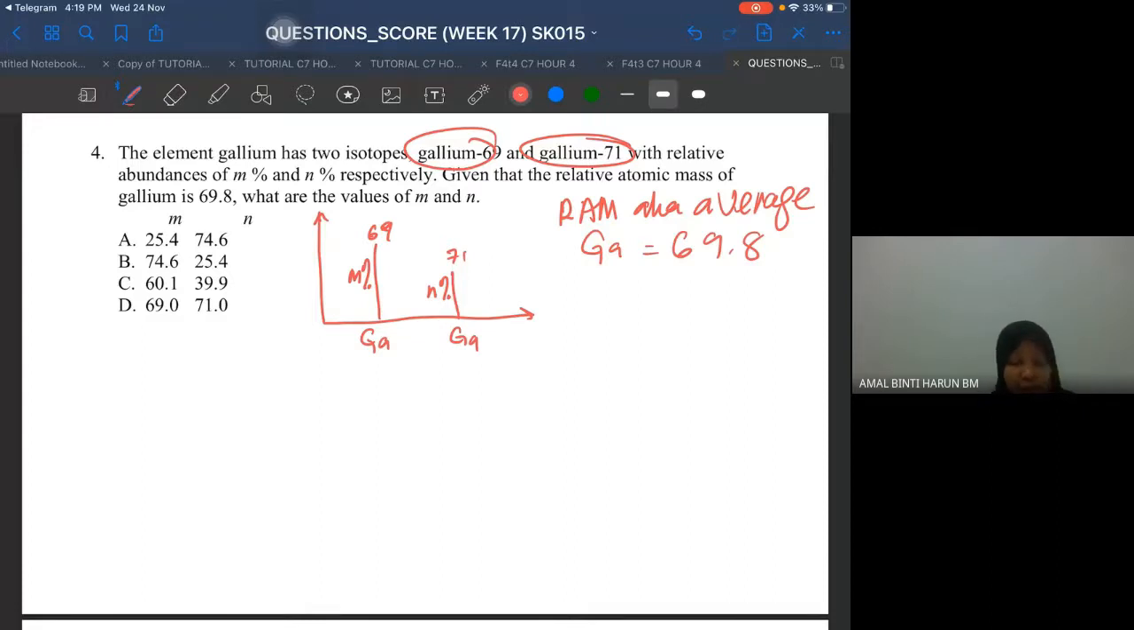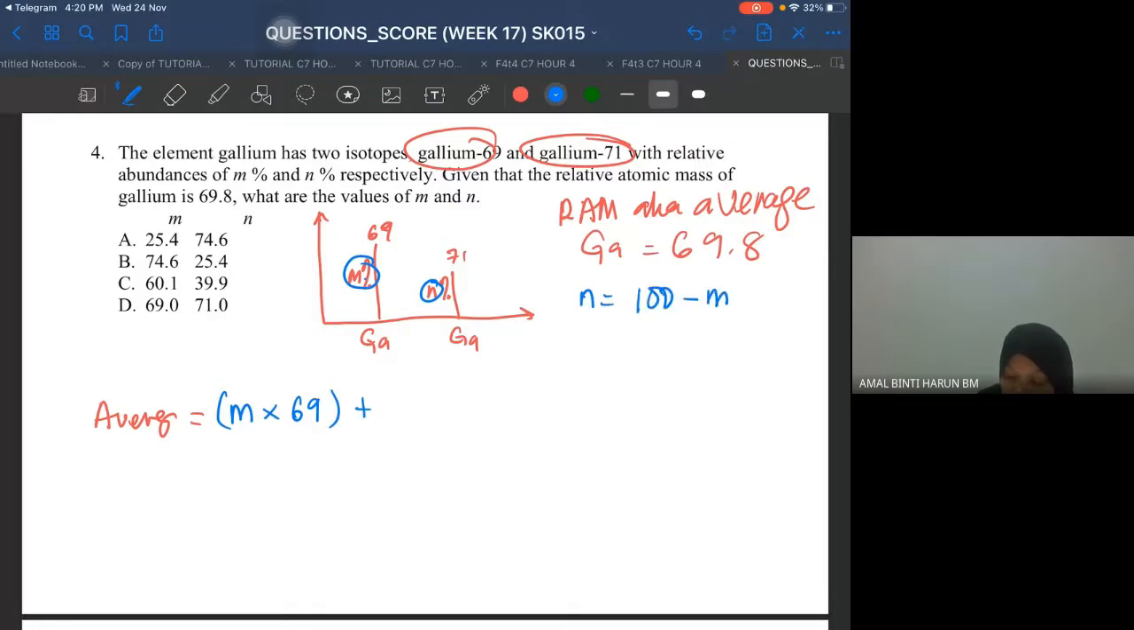So what I did is, how to get the average? So average is the mass. Okay, so saya gunakan M. Okay, so M times 69 berat tambah dengan N. Okay, so the N is, kalau ini M, so N ni adalah 100 minus M. Kenapa 100 minus M? Sebab dia bagi percentage abundance.